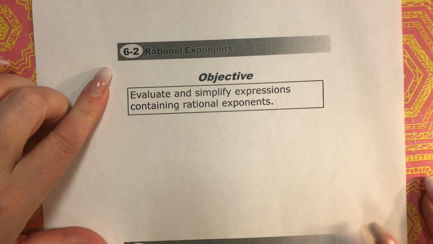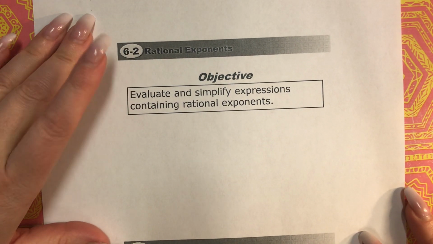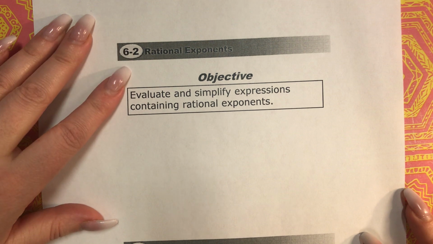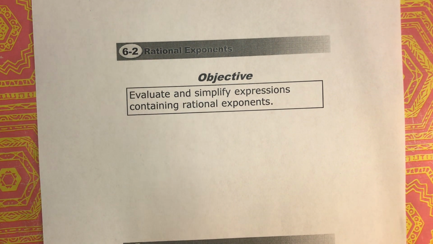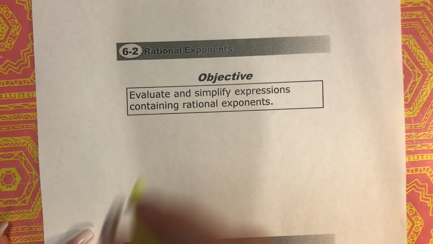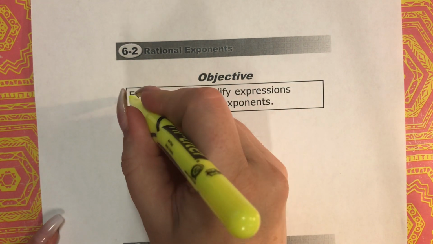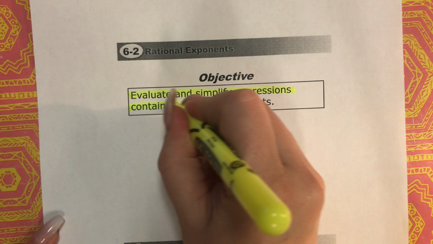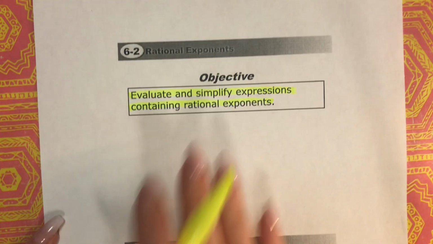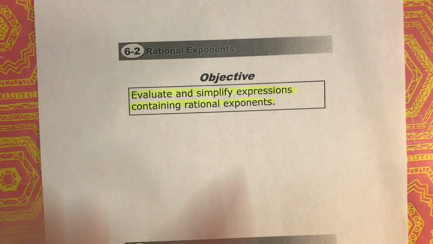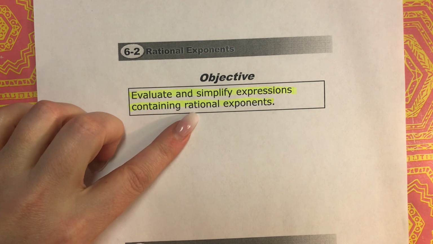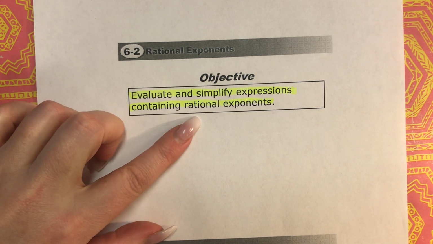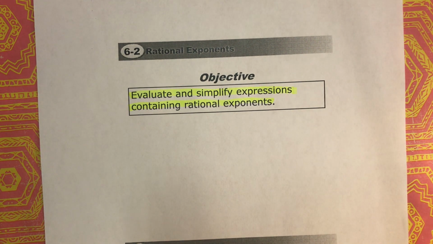Hello, hello. We are going to be talking about Chapter 6, Lesson 2, Rational Exponents. The objective for today is to evaluate and simplify expressions containing rational exponents. And remember, rational means that they're talking about a fraction. So we're going to have a fraction in the exponent. So we're going to learn about that and what that means.